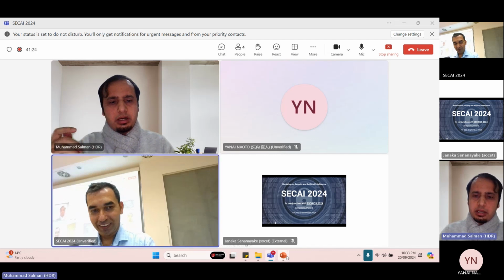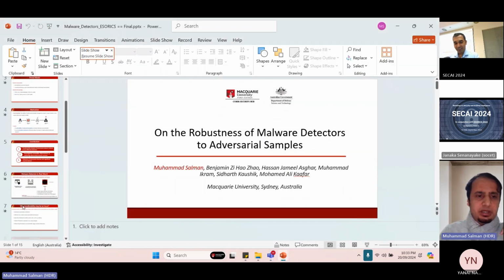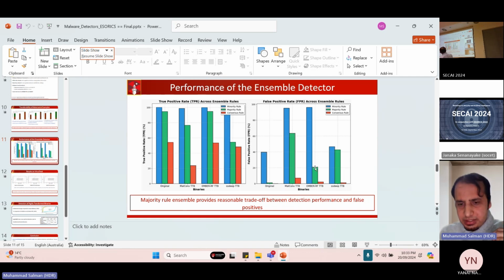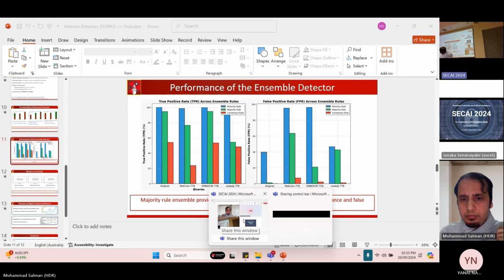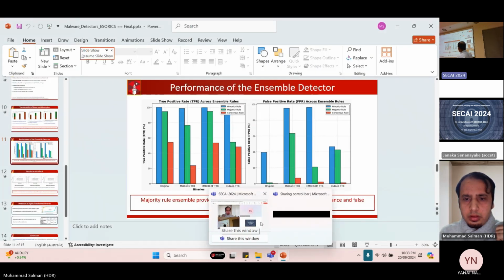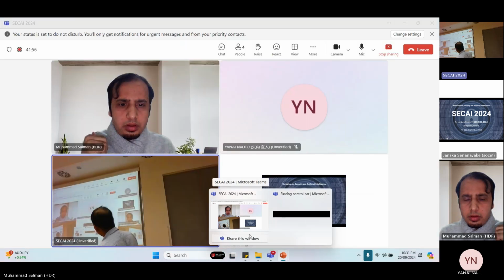So if I get back to the ensemble, we are suggesting the majority rule. So with the majority rule ensemble on the Ember RF, the accuracy was around 96%, while the FPR was around 20%.